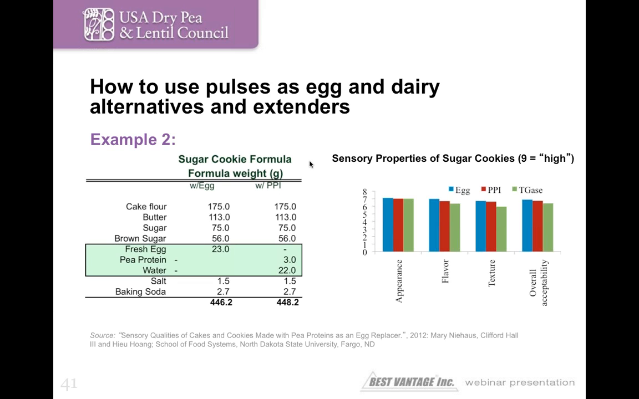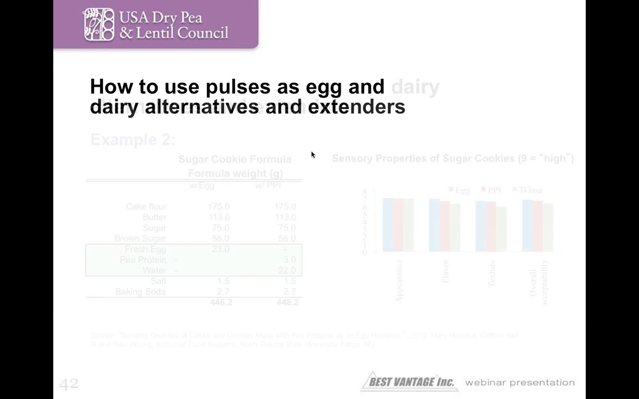The acceptability levels were very similar to those using egg, both in terms of overall acceptability and in appearance, especially, but also texture.